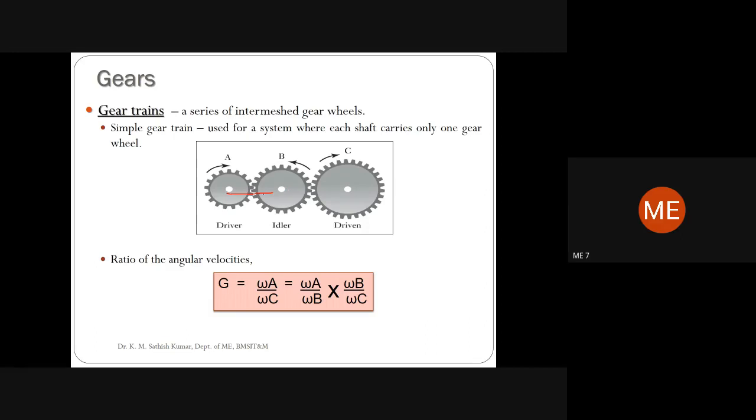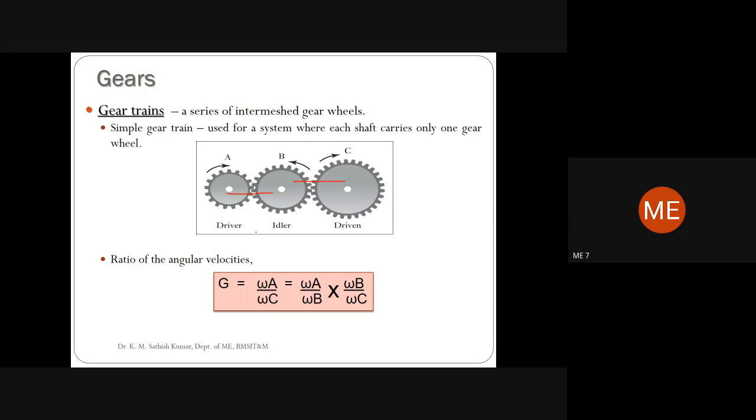For A and B, omega A by omega B, this is going to become the driver and this is going to become the driven. If you consider only B and C, that is omega B by omega C. Now this is with respect to the simple gear train.